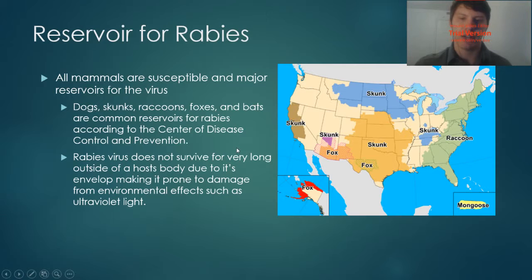The most common ones that carry it are going to be dogs, skunks, raccoons, foxes, bats. They're probably some of the more common reservoirs for rabies, according to the CDC. The rabies virus does not survive for very long outside of a host body due to its envelope making it prone to damage from environmental effects such as ultraviolet light. So the virus itself is very dependent on hosts. Typically, wild animals are the most common reservoirs.